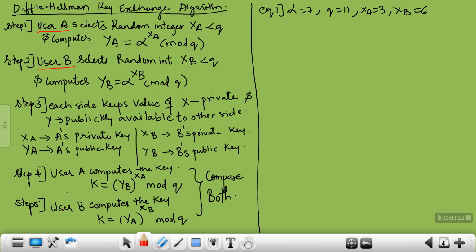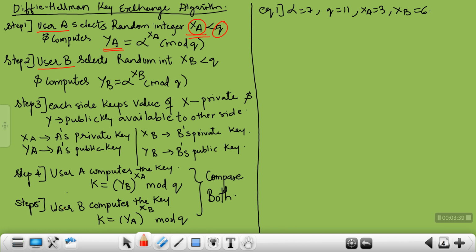Now user A selects a random integer XA, which will be less than Q. Q will be a large prime number that will be provided to you. XA is the number which is chosen privately by A. So XA becomes the private key of A, and it will compute YA. YA is nothing but the public key.